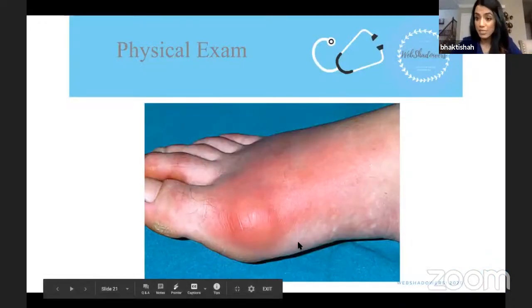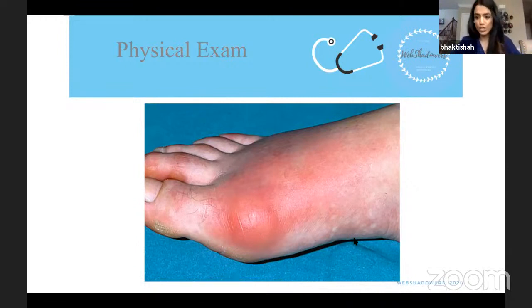So this is what our gentleman's toe looks like. So you see the large area of redness and swelling. When I press on the toe, he screams in pain. It is incredibly painful. He can't put on a shoe. That joint that's involved is what we call the first MTP, metatarsophalangeal joint.